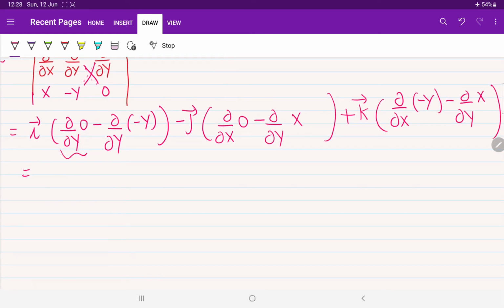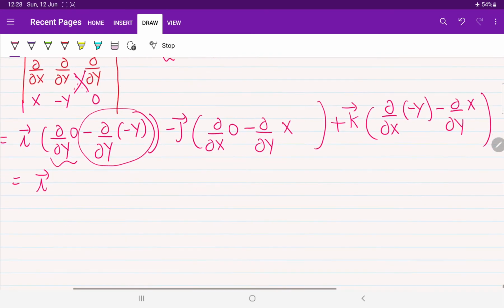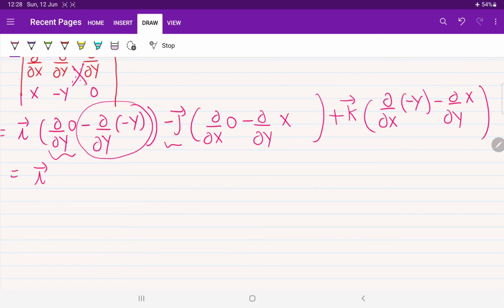See there, this term will become 0, this term will give you plus 1, minus into minus will be plus, and differentiation of y will become 1. So I can say this is i vector. One minute, yeah, this will become simply i vector. Okay sir, this is fine. After that, what we have to do? If you observe the second case, so first one is right? Yeah, it is correct. Second, if you go with j, what will happen?